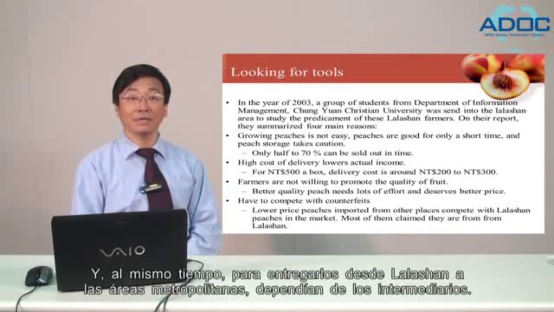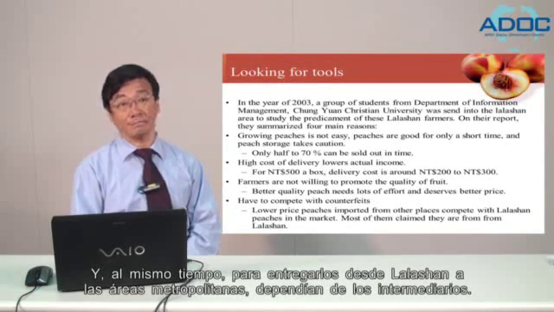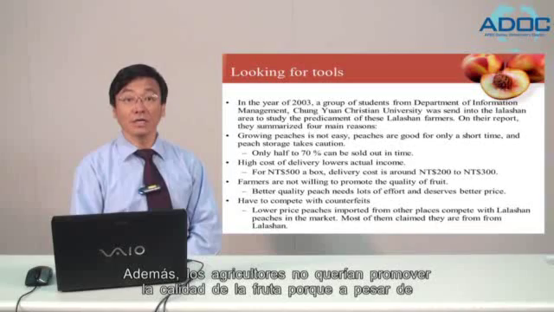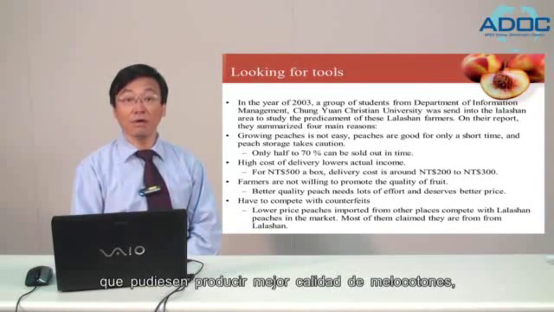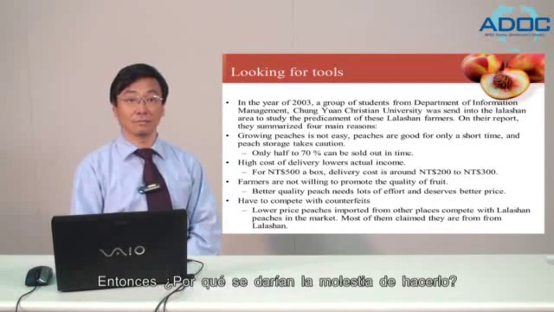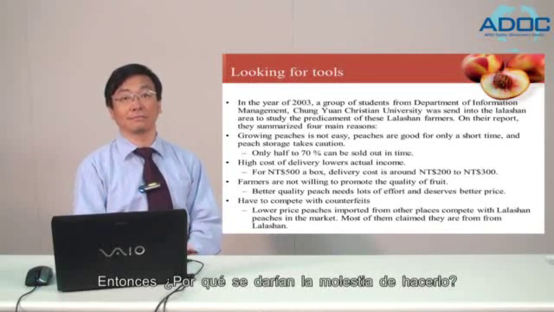And at the same time, delivering peaches from Lalashan to the metropolitan areas depends on those middlemen. So usually the farmers cannot sell their peaches for a higher price. And farmers are not willing to promote the quality of the fruit, because even though they can produce better quality peaches by putting in a lot of effort, they usually could not sell them for a better price. So why bother to do that?